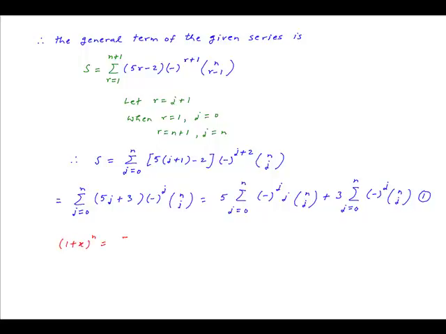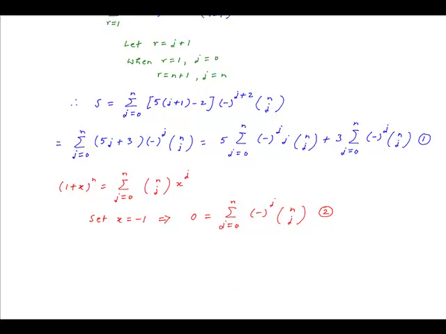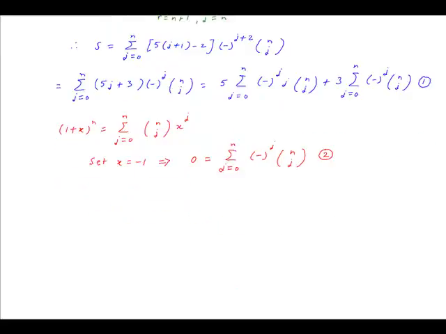Now let's consider the standard binomial expansion for 1 plus x raised to the power n, which is equal to summation j going from 0 to n of n choose j times x raised to the power j. And if we set x equal to minus 1 in this expression, the left hand side is 0, the right hand side is summation j going from 0 to n of minus 1 raised to the power j times n choose j, which we notice is the second term in the original expression for S in equation 1 above.